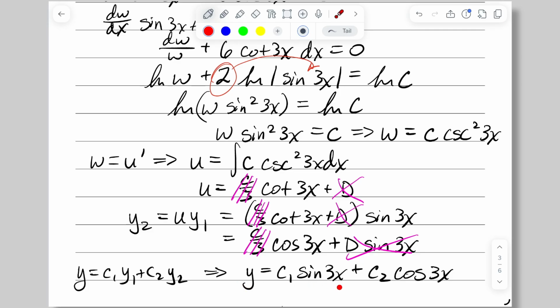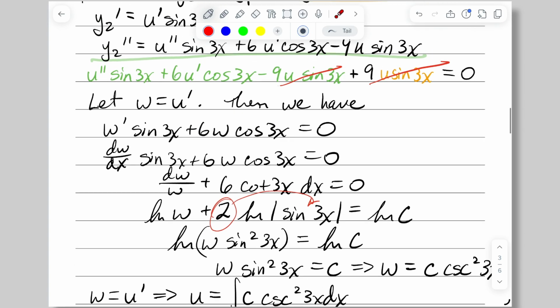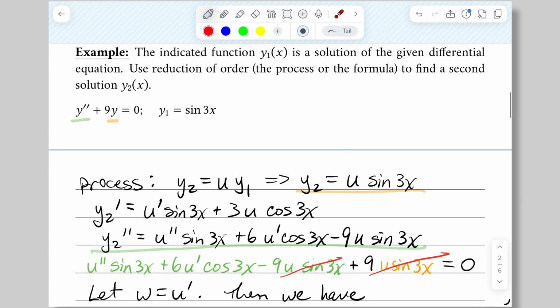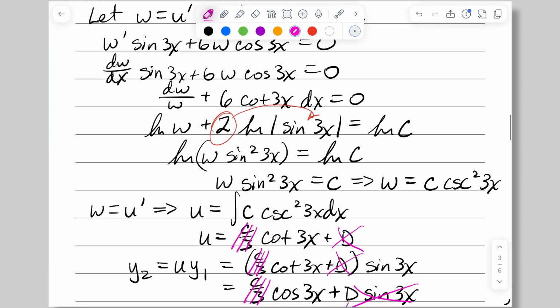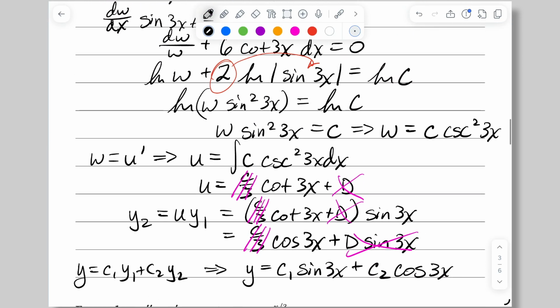Now I've packaged this as the general solution, but if we go back and look at the instructions here, we were asked for just a second solution y2 of x. See, we were told y1 is the sine of 3x. So we're going to write down here that y2 of x is equal to just the cosine of 3x, the new thing that we found through this process.